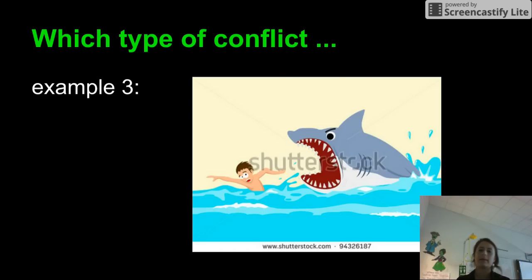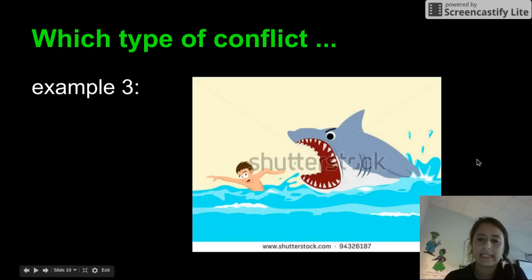Example 3, what type of conflict do you see here? And this one's a little bit tricky because we don't always think of a shark as nature, but heads up, whenever we're talking about person versus nature, if it's an animal in nature too, then it counts as person versus nature because it's not person versus person, self or society. So the conflict this person is facing is him versus nature. That's that shark.